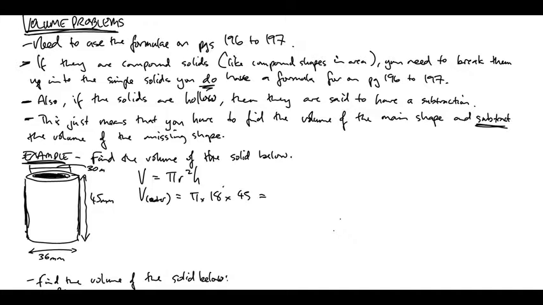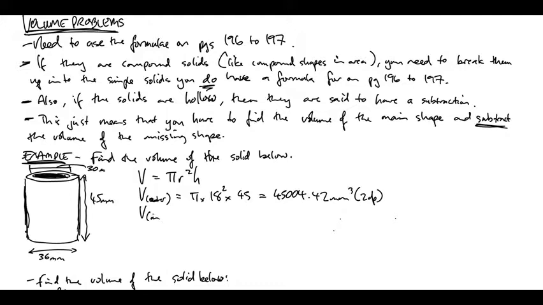I've forgotten to square, sorry. So 18 squared times 45 times pi. That's going to be 45804.42 cubic millimeters, to 2 decimal places.